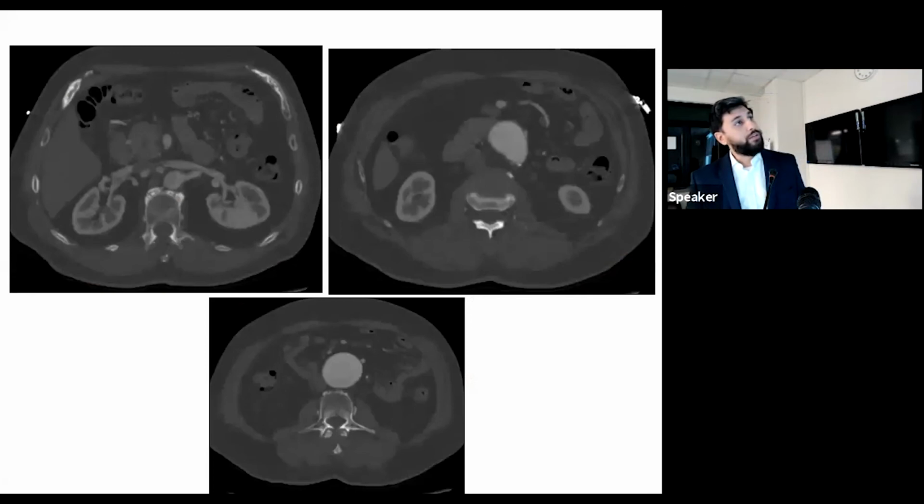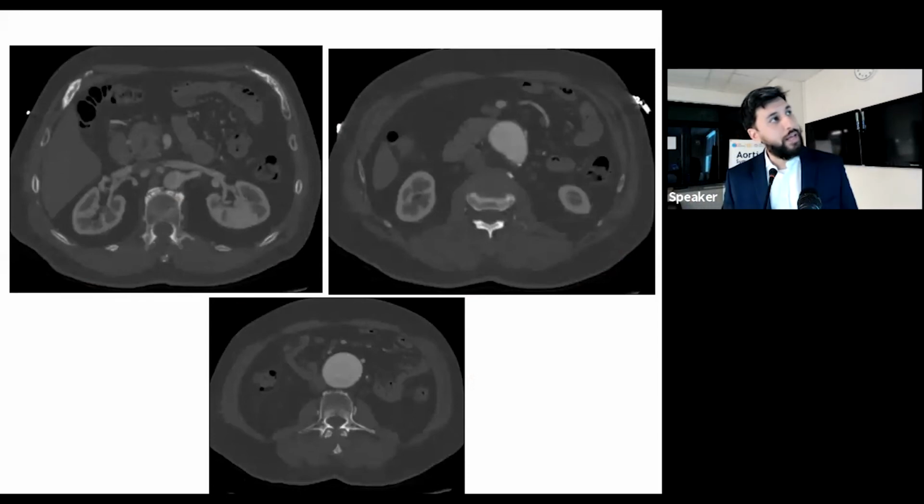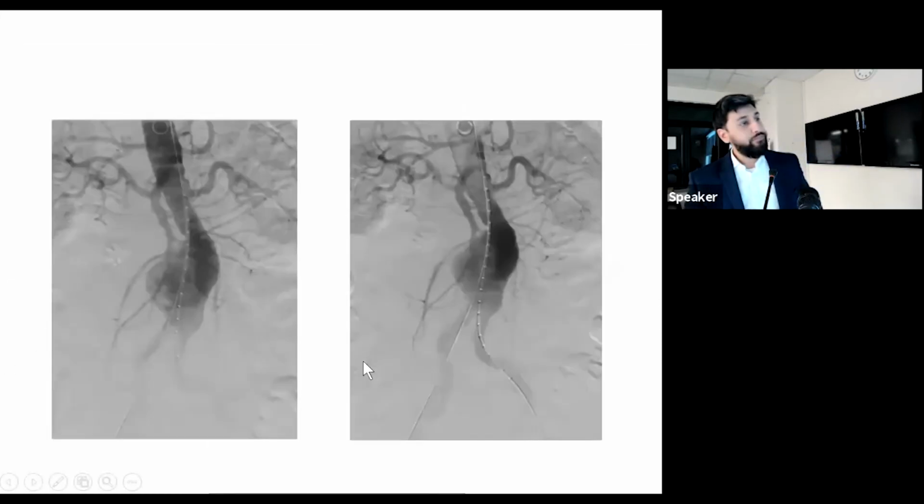So these are the cross-sectional images. You can see the left renal. You can see an idea of the neck, and you can see, as we saw on that 3D image, that this is the IMA here, which is coming off quite high up.